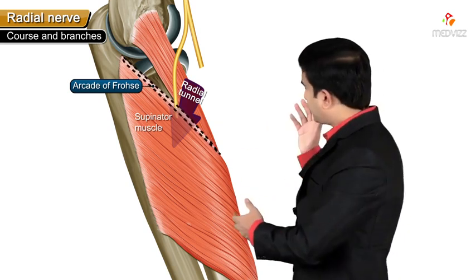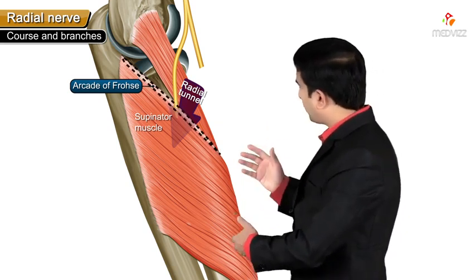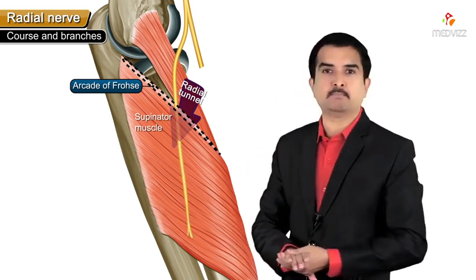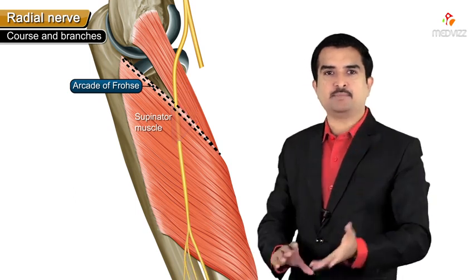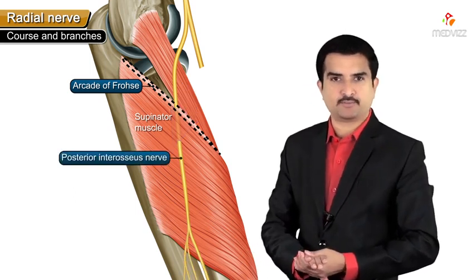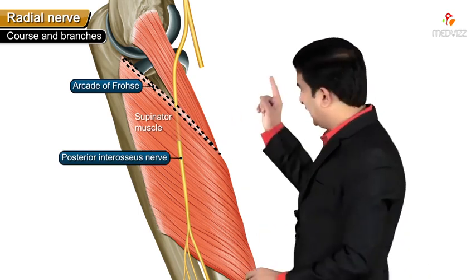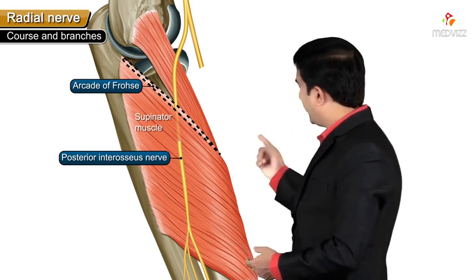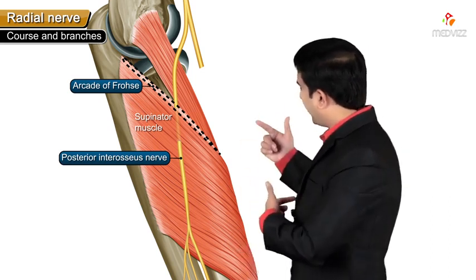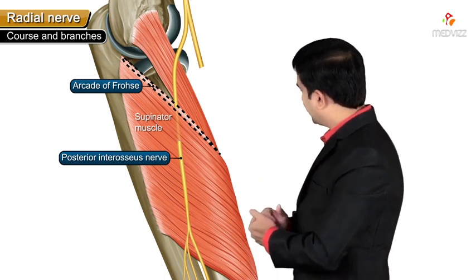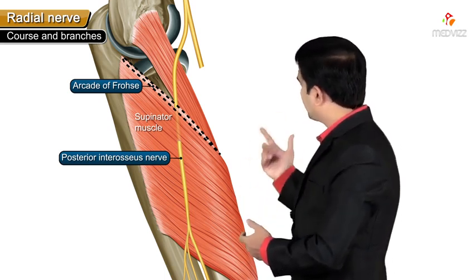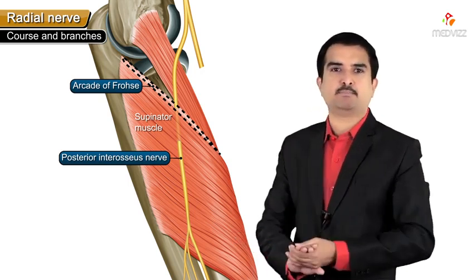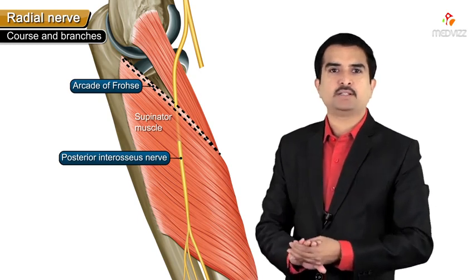Sometimes it is also called the supinator arch. So once it passes through the supinator arch or the arcade of Frost, once it enters into the substance of the supinator muscle, it officially becomes the posterior interosseous nerve, which means the deep branch of the radial nerve, once it enters into the radial tunnel formed at the superior border of the supinator muscle, officially becomes the posterior interosseous nerve. It is a very, very important point for us to remember, right?